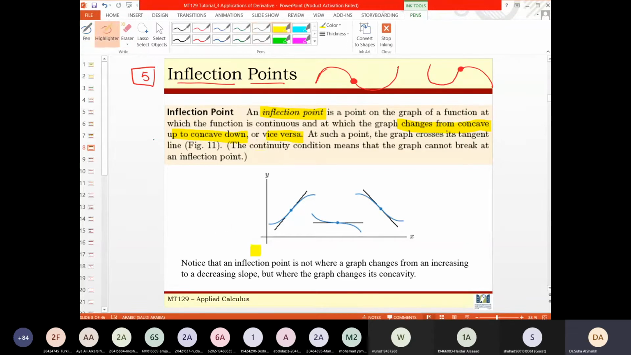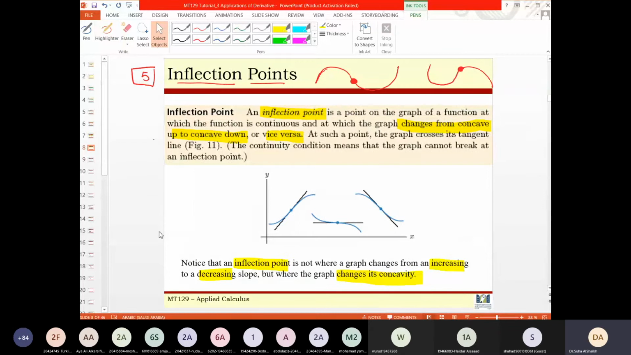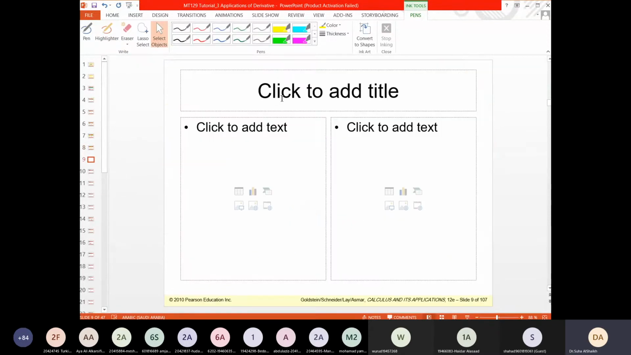So you have to be careful, and the inflection point is not the point where the function changes increasing, decreasing. لا. It is where the function changes its concavity. You get it? So those are the 5 things you have to know. Those are the 5 definitions that you need to know so that you understand this chapter.